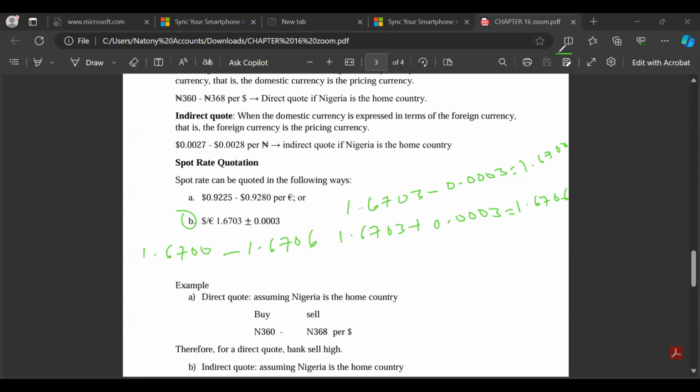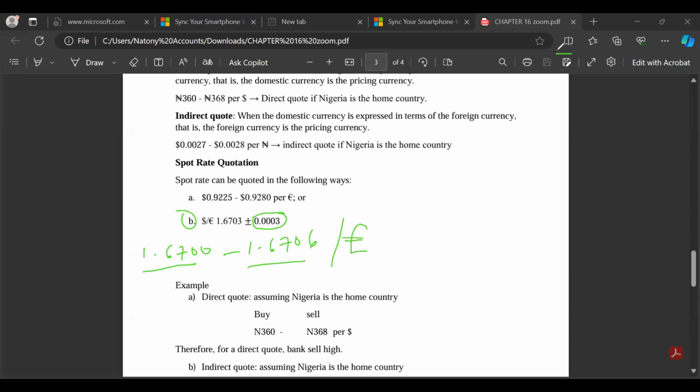Anytime your examiner gives you a question in the second format, you need to do the adjustments by, first of all, deducting this, which will give you the first. Then secondly, you add, which will give you the second per the euro.